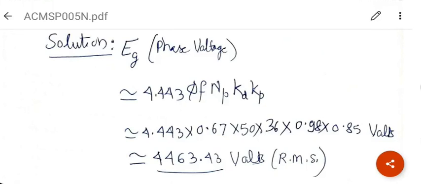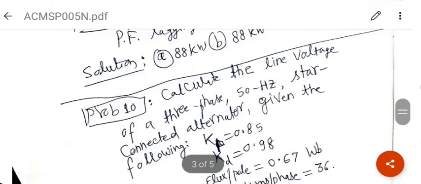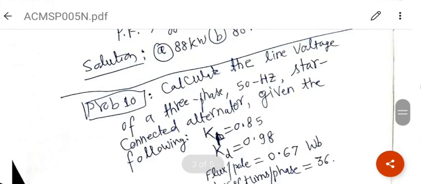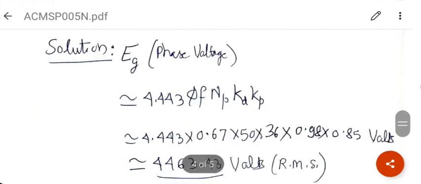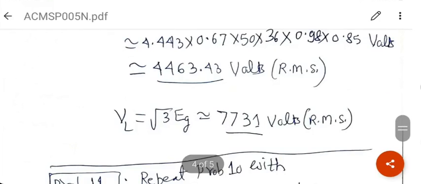Now the catch is that they want line voltage. And they have given you star-connected alternator. So line voltage will be square root of 3 multiplied by phase voltage. Hence you multiply 4463.43 by square root of 3 to get the line voltage magnitude. The answer is 7731 volts approximately.